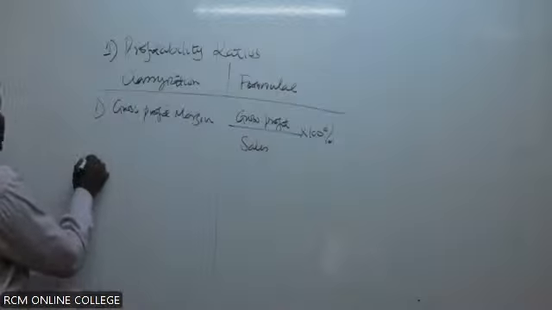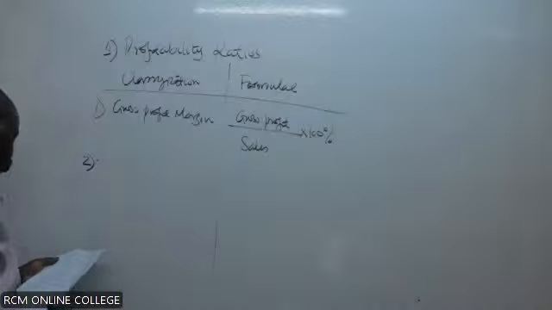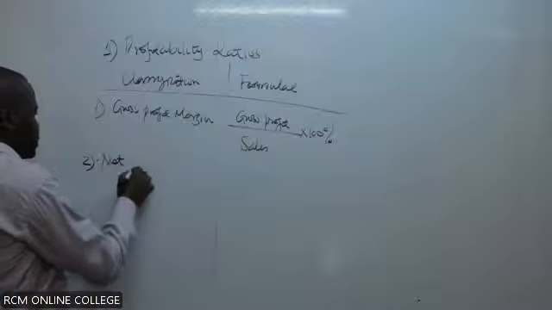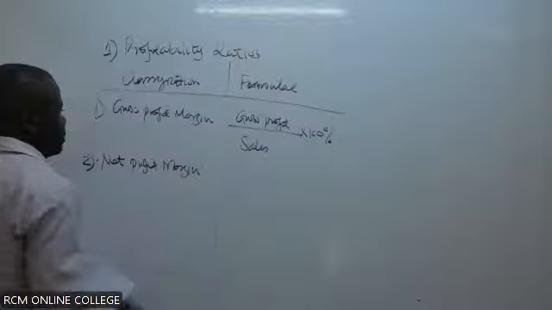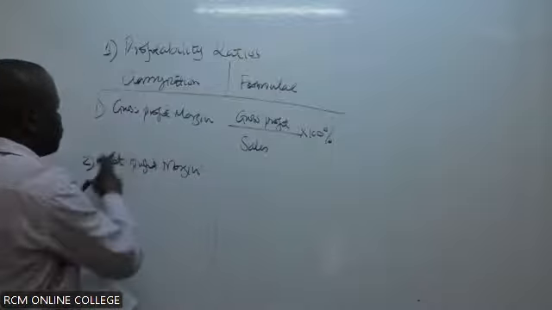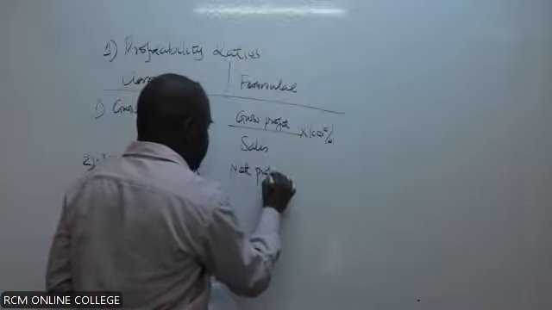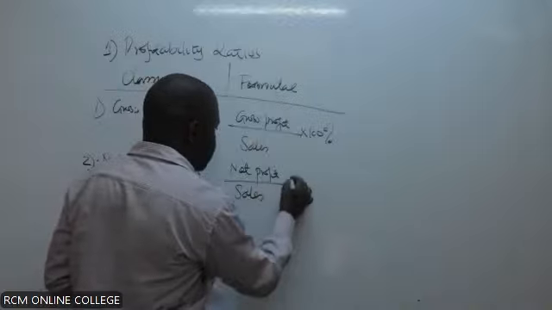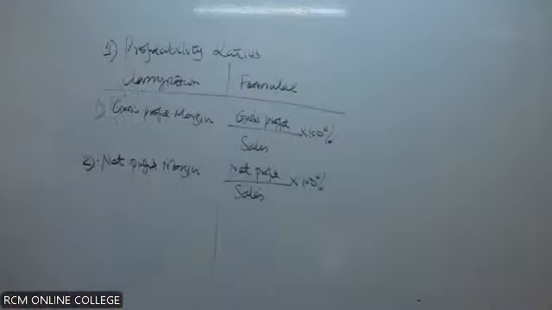Then another profitability ratio we have is net profit margin. Since here we used gross profit, automatically here we use net profit. So it will be net profit, you divide by the sales, and multiply by 100%. So that is the formula for net profit margin.